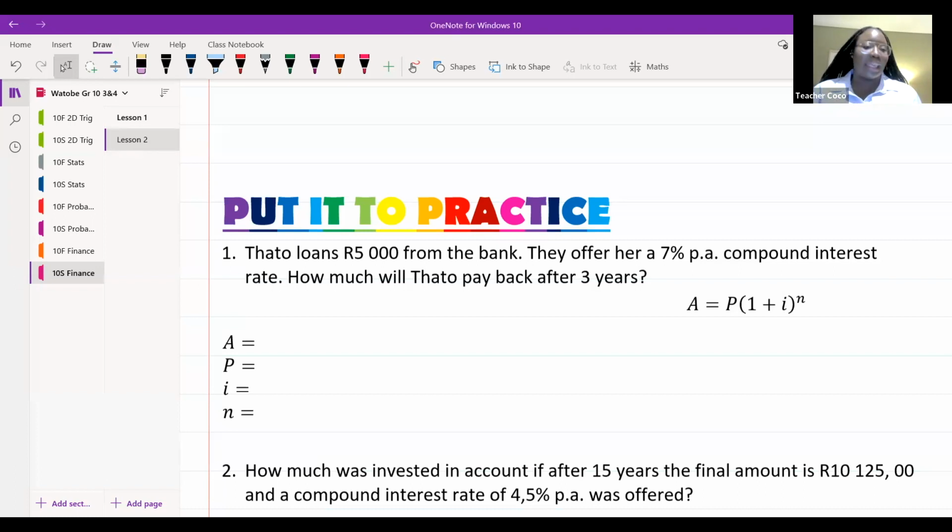I heard somebody call it pain, but I call it an A-pin. It's so much better. Fill in your A-pin, your A, your P, your I, your N, and calculate for me. I'm going to give you guys exactly 2 minutes.